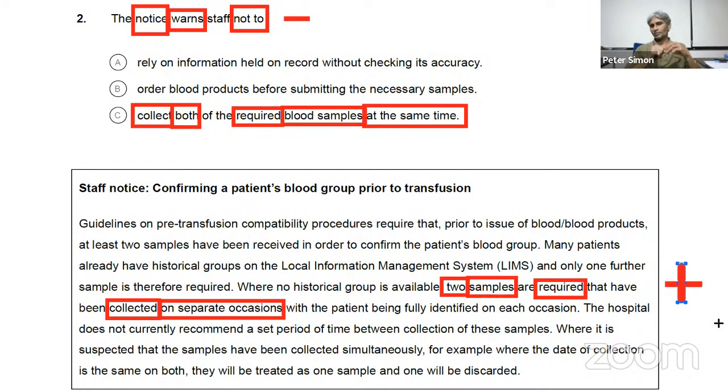Try to understand that one. It is twisted in such a way. Okay. Here it says required. Not required at the same time. Required at separate times. Same thing. Okay, this is how you have to find out.